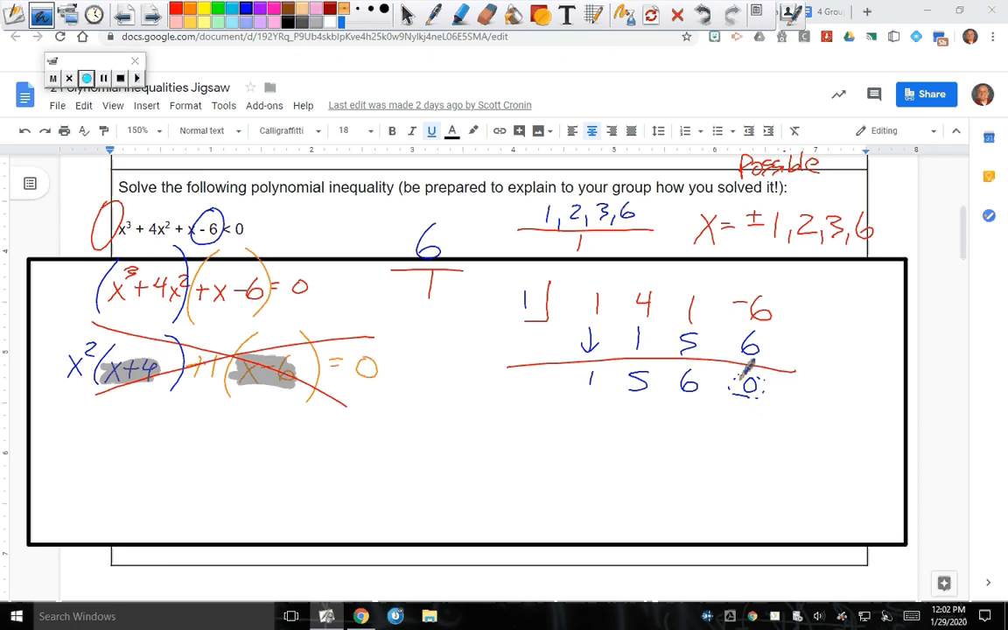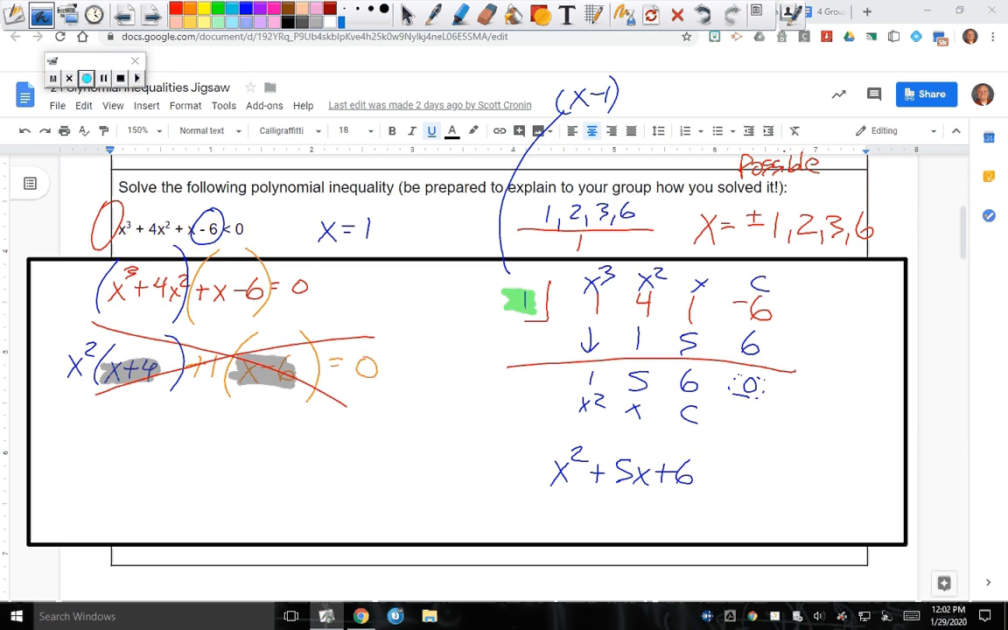Okay. So this 1 right here, highlighted in green, it worked. That means one of my roots is what? X equals 1. Because remember, just want to make sure that you know that this came up from a factor of that. Okay? So now, shifting it over, what used to be the following is now going to shift over, and I have a constant, x, and x squared to give me x squared plus 5x plus 6.